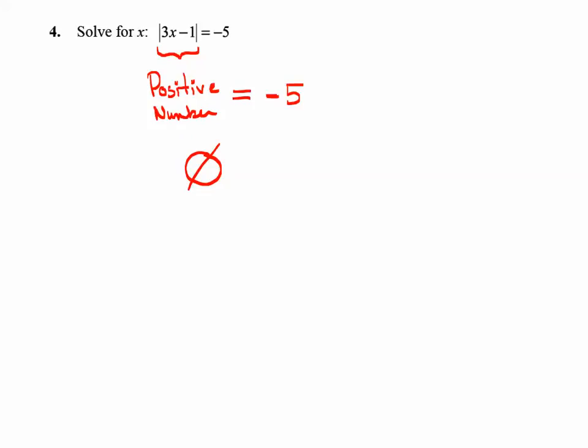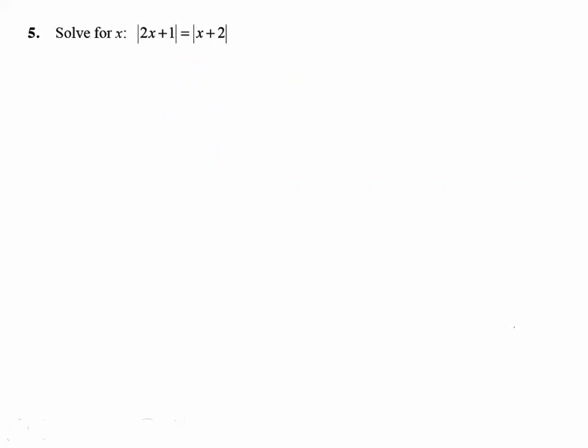Absolute value, you can only split them off into two different pieces if they're equal to a positive number or 0. Doesn't work any other way. So you'll see about 2 or 3 of those on the homework. All right, the next type. Again, kind of going quickly here. What happens if you have two absolute values equal to each other?